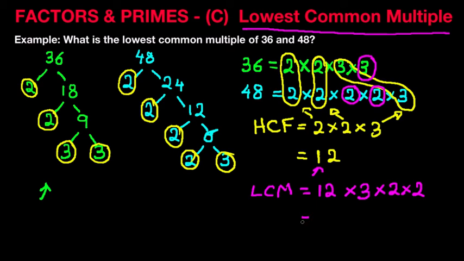So the lowest common multiple is 12 times 3 is 36, times, we can multiply these two together, times 4. 2 times 2 is 4. Now 36 times 4 is, well 36 times 2 is 72, times 2 is 144. And that is how we work out the lowest common multiple.